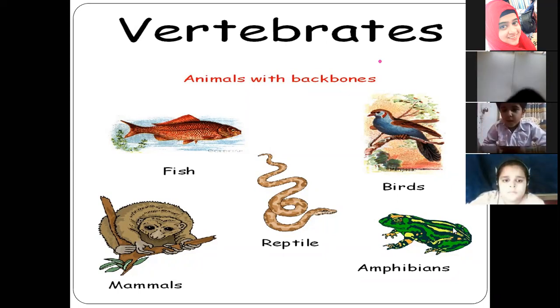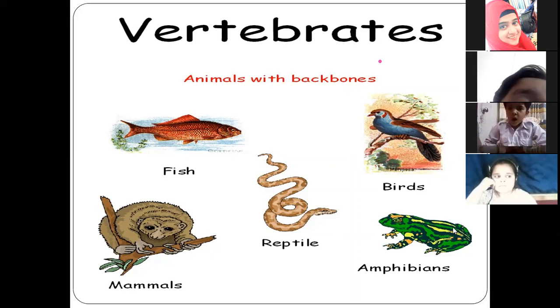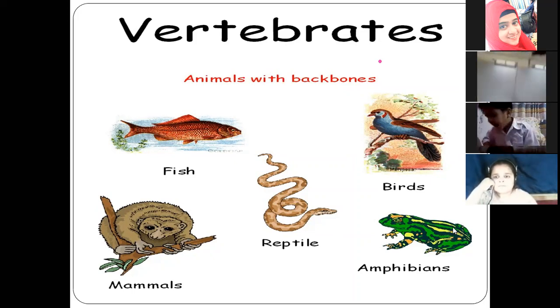And the bird is here. The bird is having a vertebral column with it. Reptiles, all of the reptiles are having the vertebral column inside them. Amphibians, all of the amphibians are having vertebral columns inside them. Mammals, obviously, we also are mammals, and all of the mammals are also having the vertebral column inside them. Okay, beta?